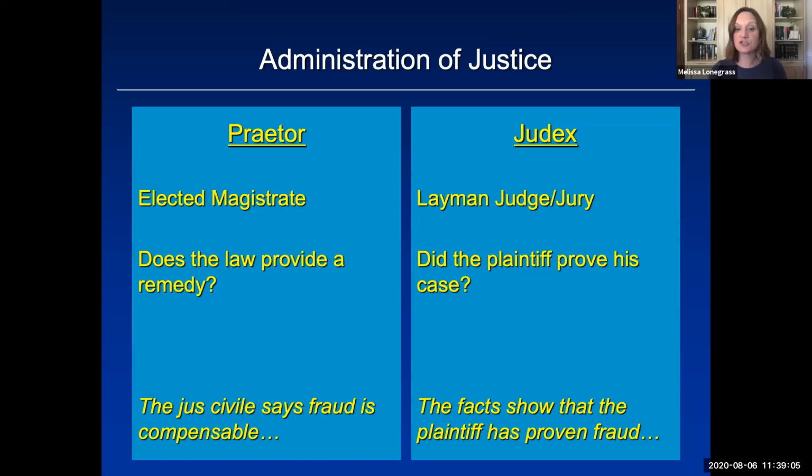If the praetor determined that the law afforded a remedy for the complainant, then the praetor would not decide the case himself, but rather, at this point, would refer the case to the iudex. Now, the iudex was a layman whose job it was to act as a finder of fact in legal disputes. He was kind of like a one-man jury. He was responsible for hearing the facts of the case and determining whether the plaintiff had succeeded in proving his case.